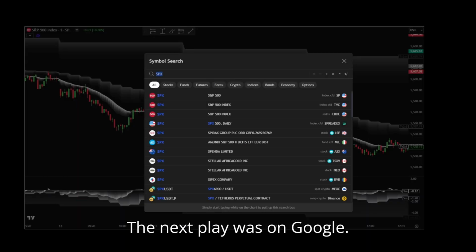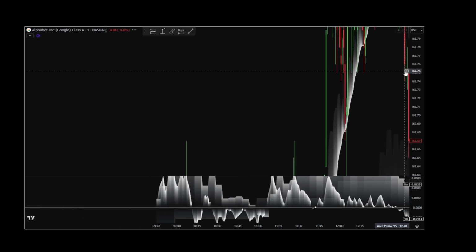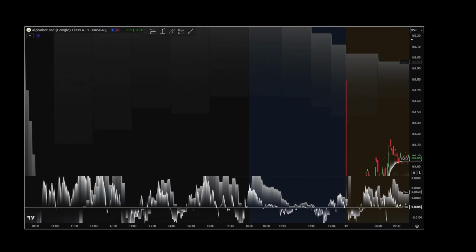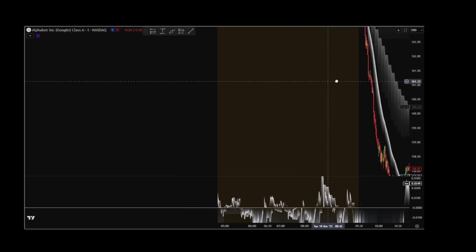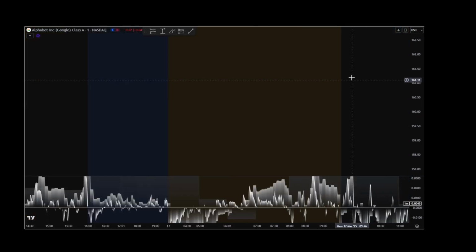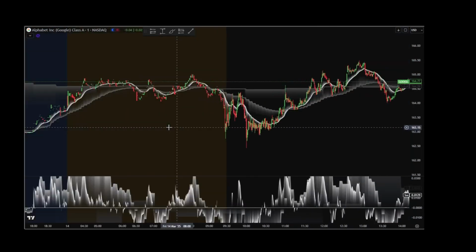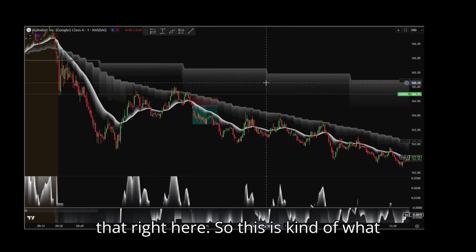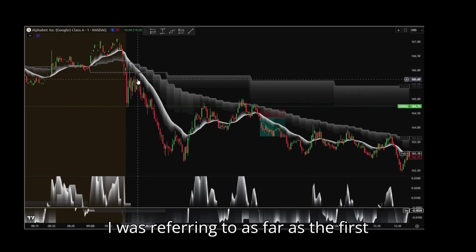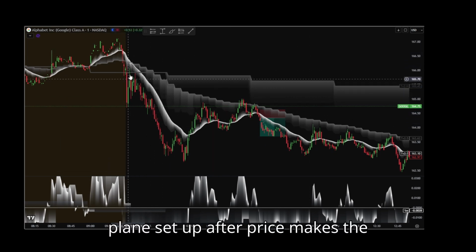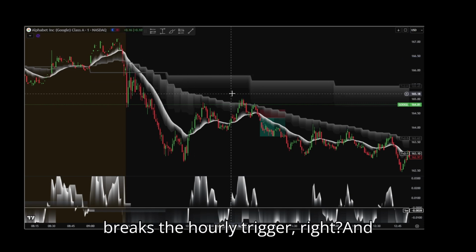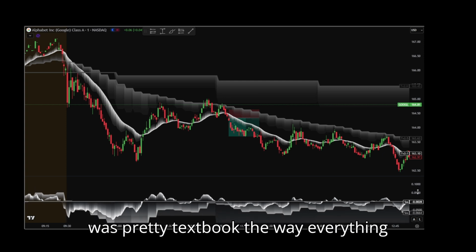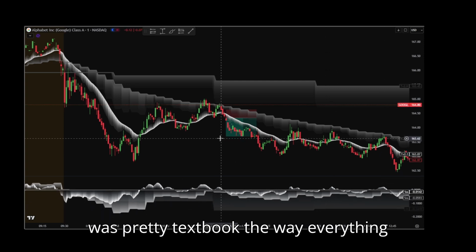The next play was on Google. I believe the same day here. Looking at right here. So this is what I was referring to as far as the first plane setup after price breaks the hourly trigger, right? And looking back on this, I really should have went in with bigger size because it was pretty textbook the way everything lined up here.